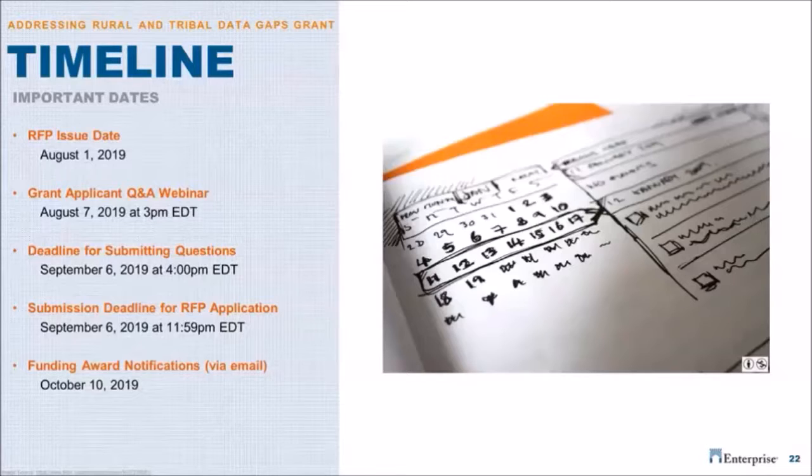The funding award notifications will be emailed on Thursday, October 10th, and this includes all recommendations for awards, all the acceptances, and all the decline notifications.